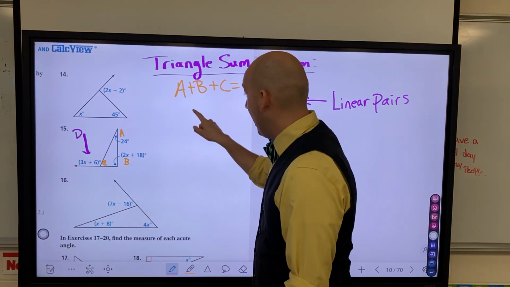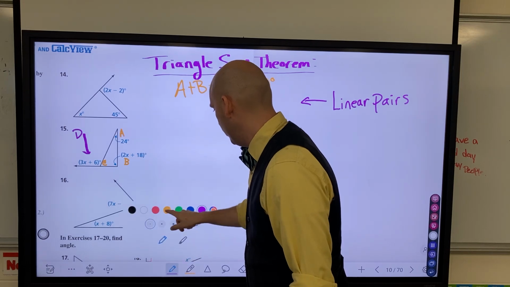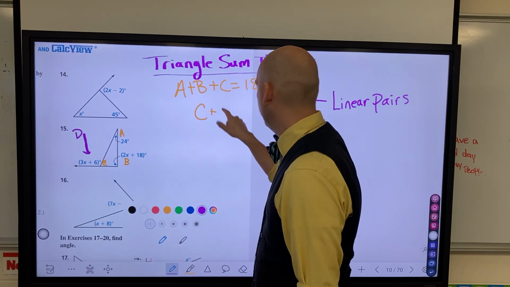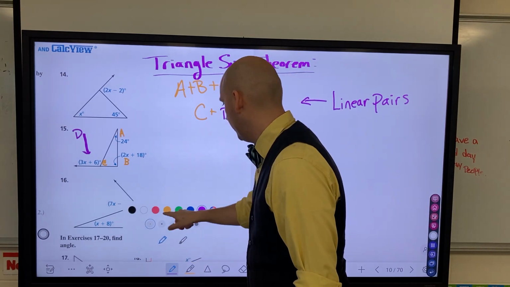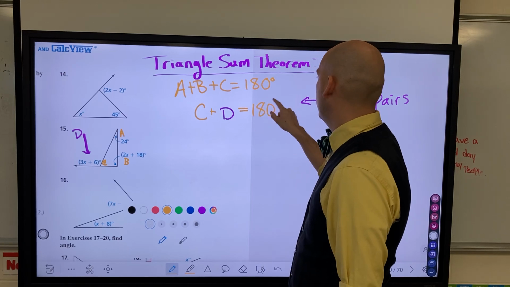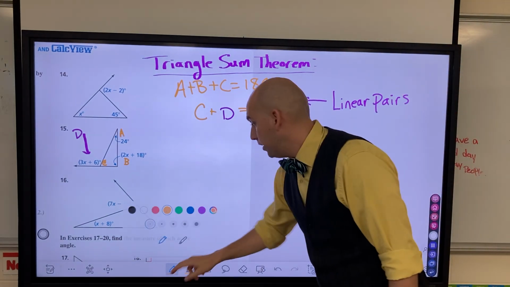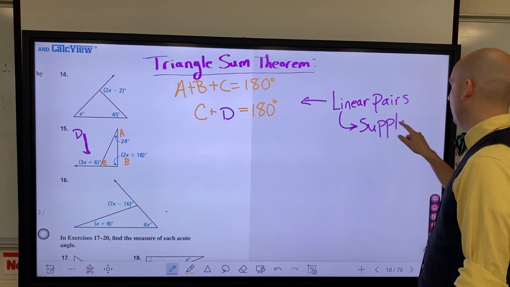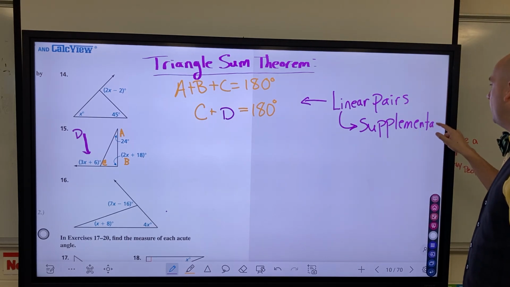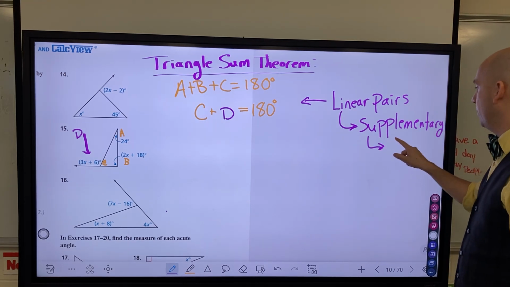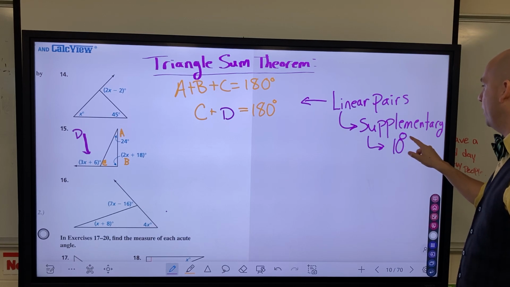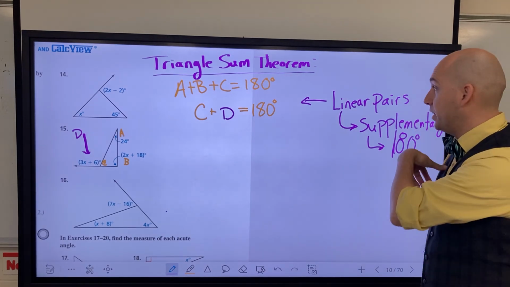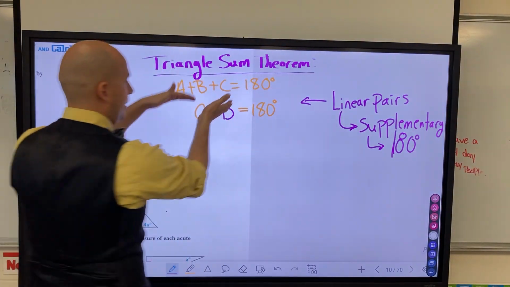So by that, we're going to say C plus D are equal to 180 degrees. Okay, something you should know about linear pairs, they are also supplementary. All right, supplementary means they add and become 180 degrees. Oh my goodness, my drawing is off. But linear pairs are supplementary. They add to become 180 degrees. So that's how we're able to come to these conclusions.